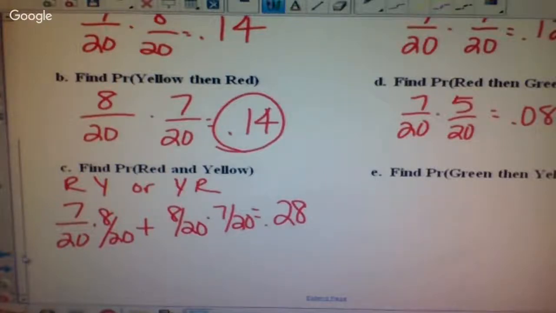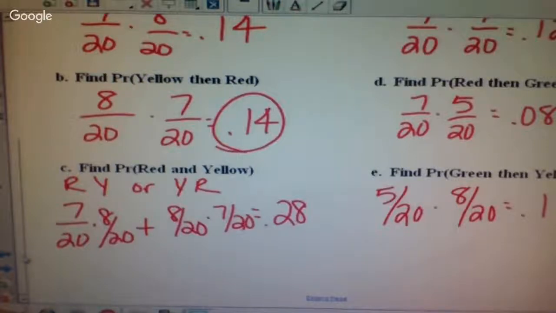So again, if you see that word "and," that just means twice one of the exact orders. And finally, E, green, then yellow. Which is 0.1.